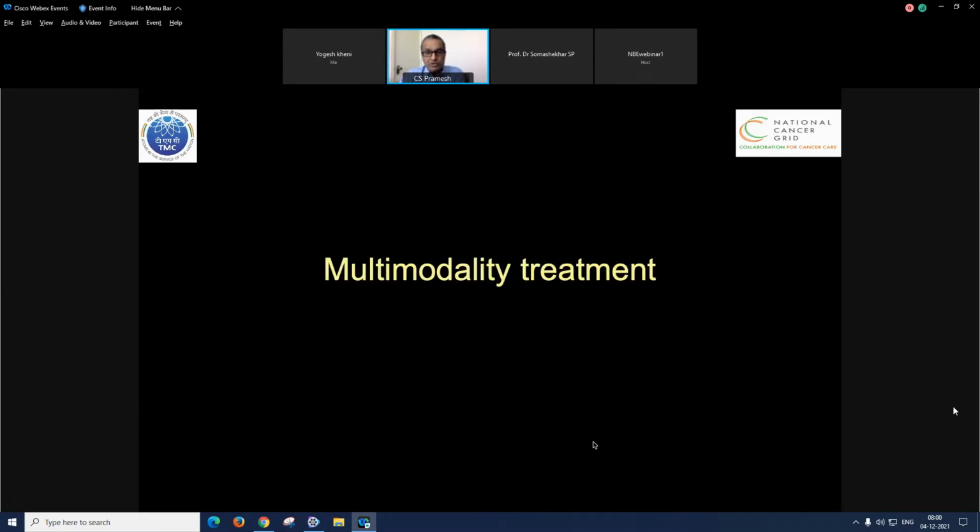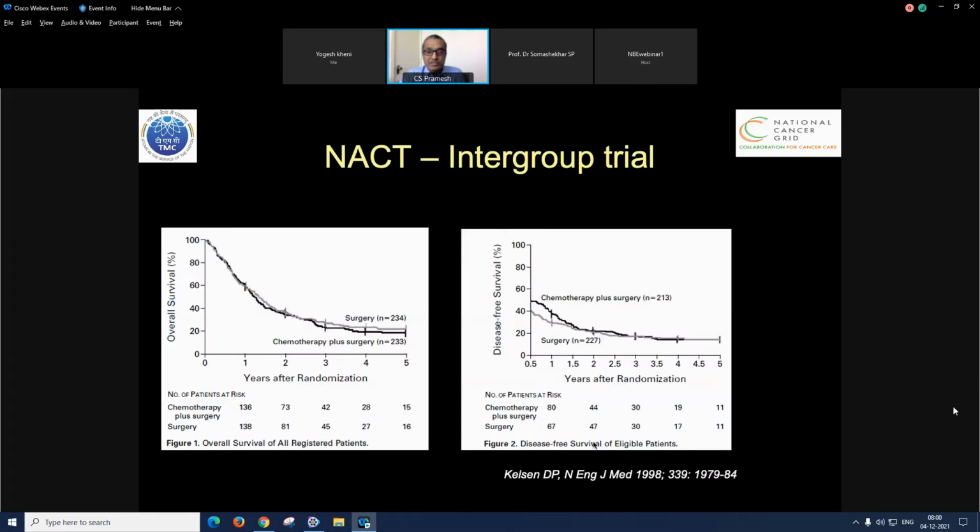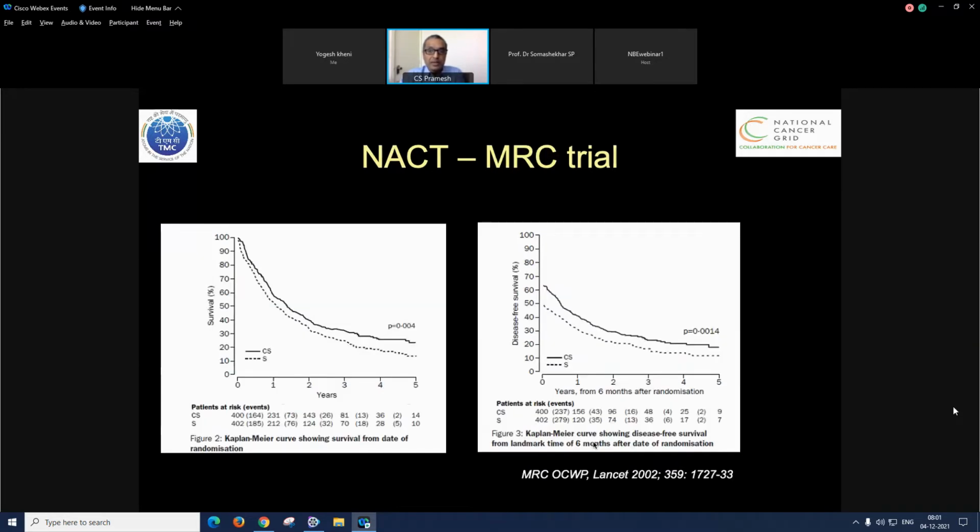We'll move on to the next controversy, which is multimodality treatment of esophageal cancer. The first study which came out on this is the intergroup trial, which looked at neoadjuvant chemotherapy. This was an American trial published in the late 90s, which showed no difference with neoadjuvant chemotherapy compared to surgery alone. But the MRC trial, which came out in the early 2000s, had a contrary conclusion. Both with disease-free survival as well as overall survival, the neoadjuvant chemotherapy protocol had a 5% improvement in survival.